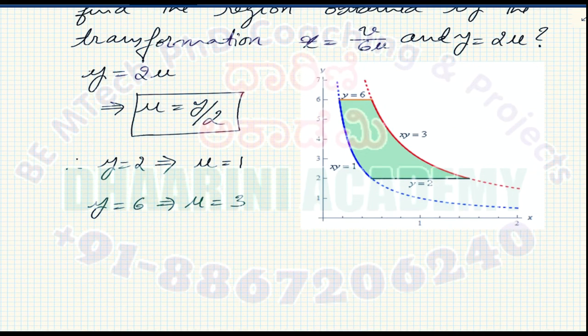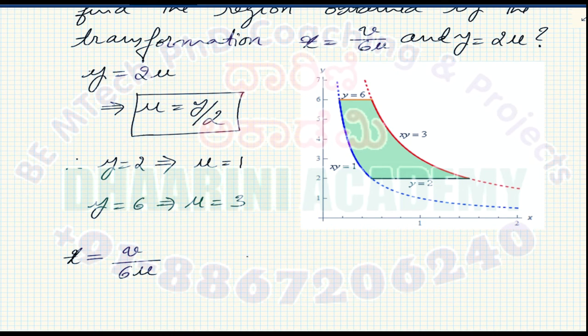xy=1, xy=3. Okay, so let's write. Another equation says x=v/6u. So if you want to calculate v, it is x into 6u. That's my first point. But anyway, I'm not going to use that because I cannot have an equation with two unknowns. x is equal to v by 6u, right? But I use the other point.